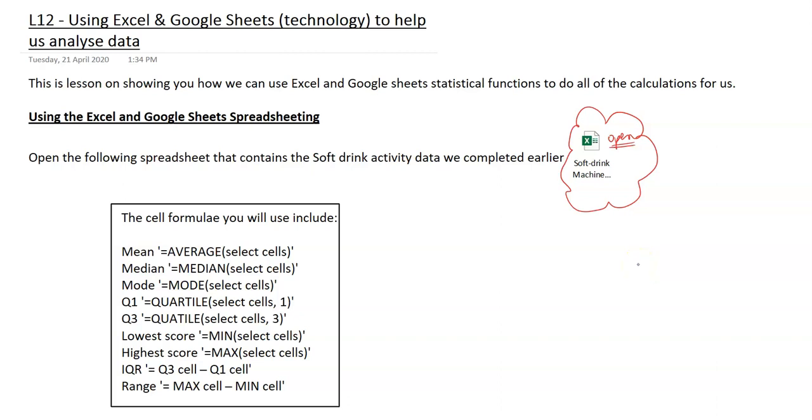Hi, this is a video on using Excel and Google Sheets to help us analyze data. We're going to be doing the soft drink activity again, and I'll get you to open up the soft drink machine Excel spreadsheet. Just over to the left here are the cell formulas that we're going to use. So press pause, take your time to familiarize yourself with some of those commands. And we'll use Excel to help us perform statistical calculations for these stats that we can use for analysis.